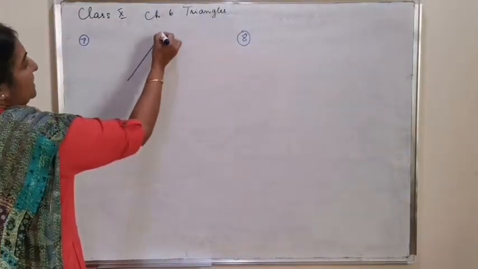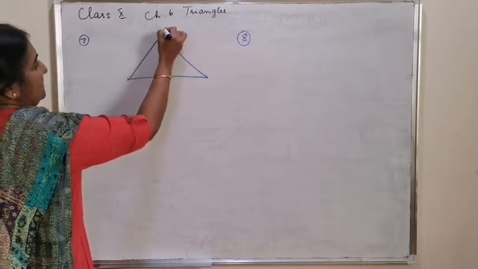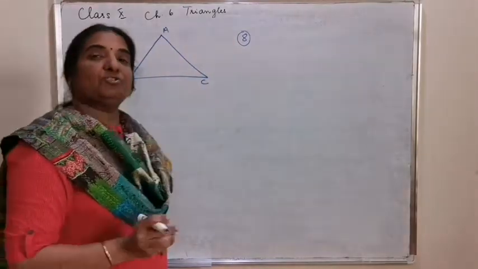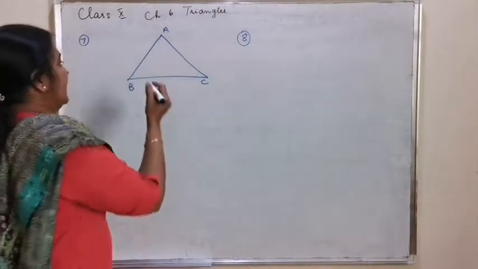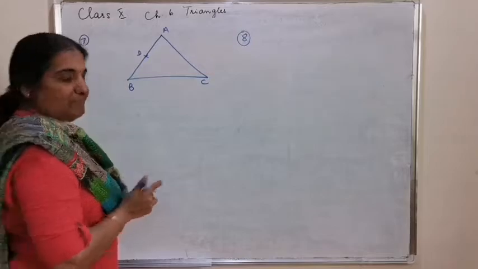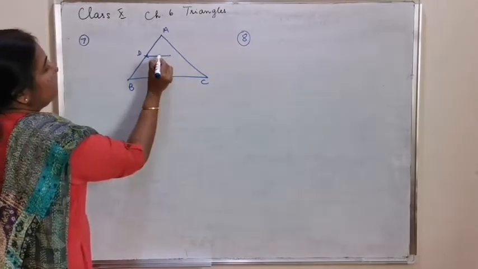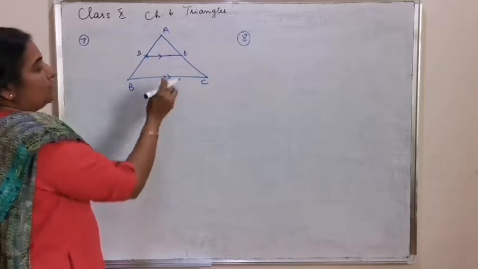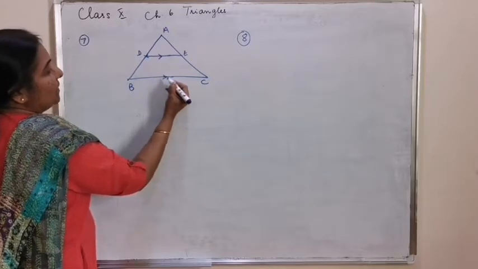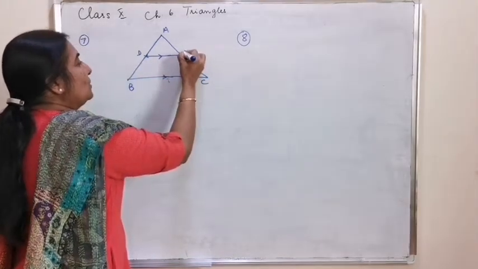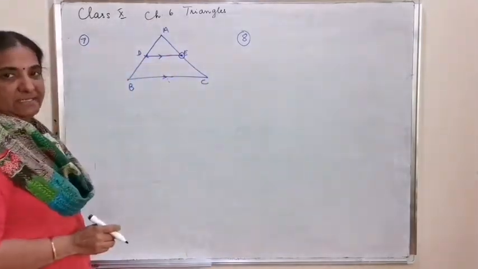Question number 7, once again, prove that a line through the midpoint of one side of a triangle, that means given a triangle ABC, a line drawn through the midpoint of one side. Let D be the midpoint of one side AB, a line drawn through the midpoint, and at the same time it is parallel to BC also. What we are supposed to prove is E is also the midpoint of AC.